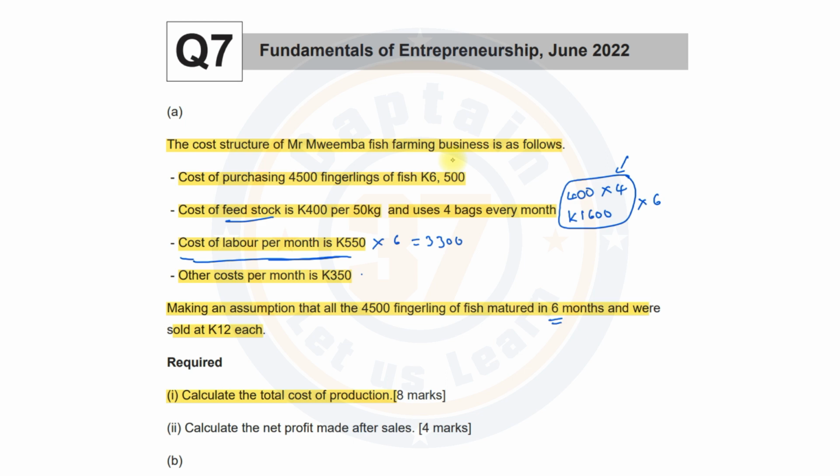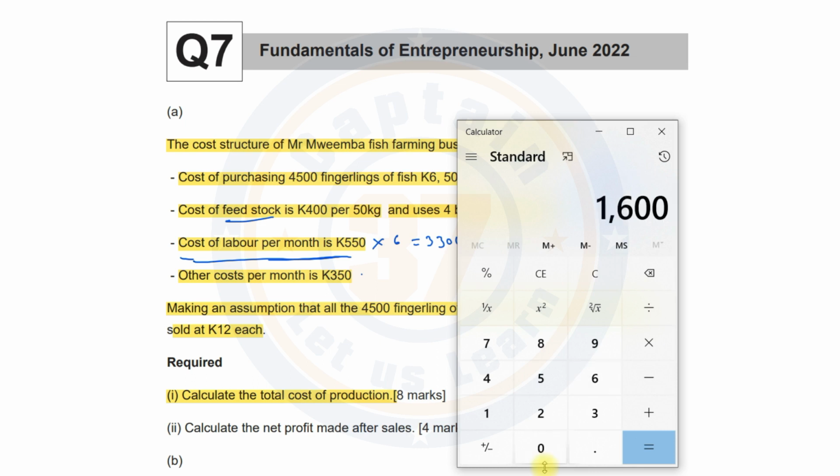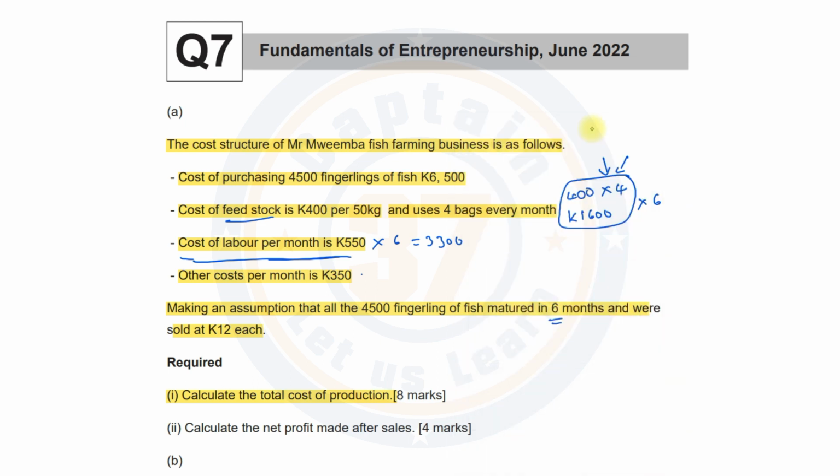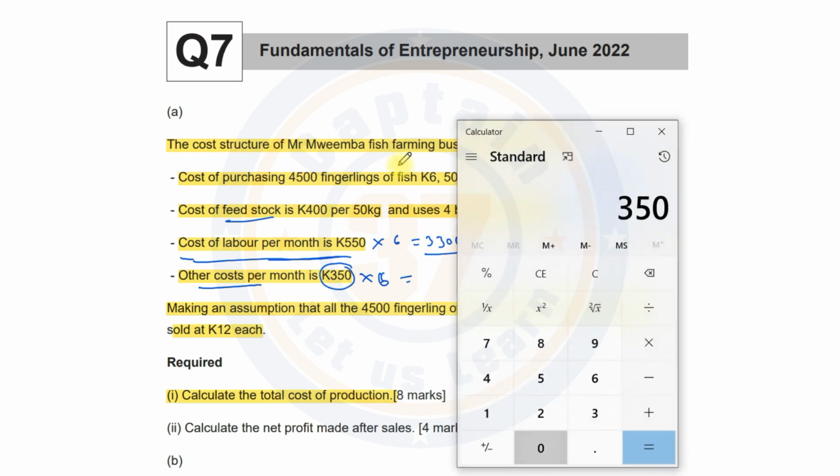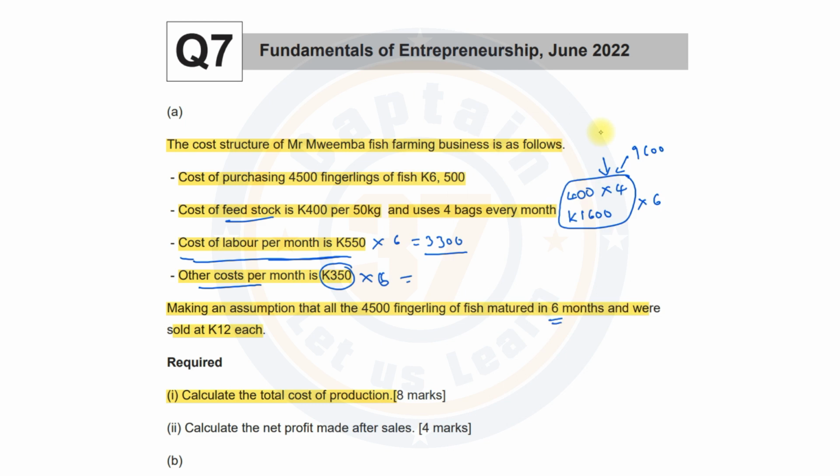So we know here the total is going to be 1,600 multiplied by 6, 9,600. Okay, so here it's 9,600. Here 3,300, and here it's going to be this amount multiplied by 6 as well, because it's a monthly figure. 350 multiplied by 6 gives us 2,100. So this is going to be 2,100, like that. Okay.